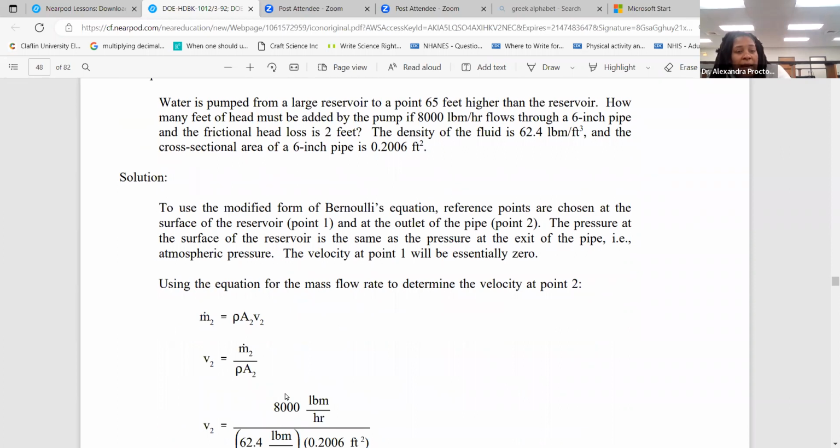So to use that Bernoulli equation, the equation is m2 is equal to rho A2 V2. You get V2 by itself. So V2 is equal to m2 over rho A2. And you plug in and solve. So this is the equation that you want to use.